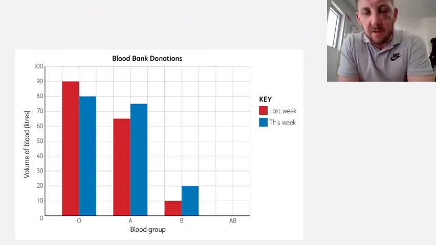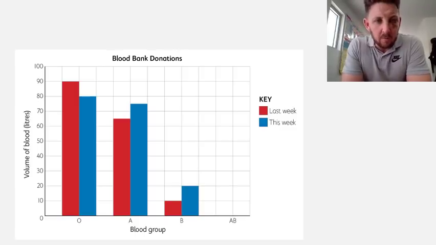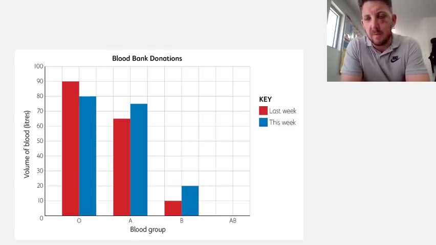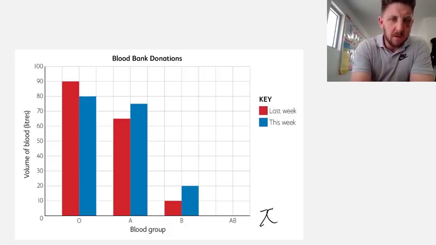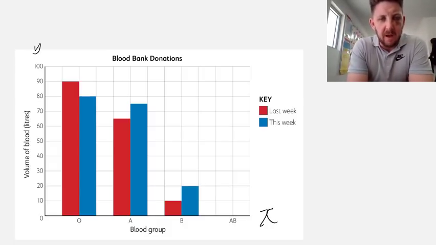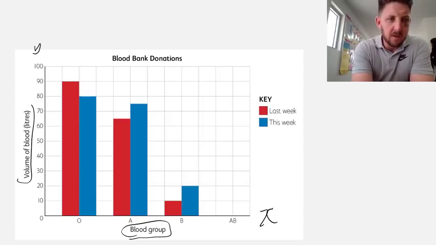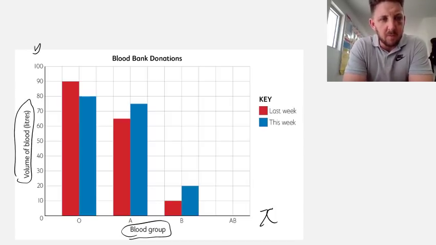Today, guys, I'm going to be looking at side-by-side column graphs, and one of the things I want to do here is point out a couple of the really important aspects of a side-by-side column graph if you're drawing one. The first thing that you need to know is that you have an x-axis and you have a y-axis. And on those axes, like a column graph, you're going to have the category on the x-axis, that's blood group, and you're going to have the measurement on the y-axis, which is the volume of blood.